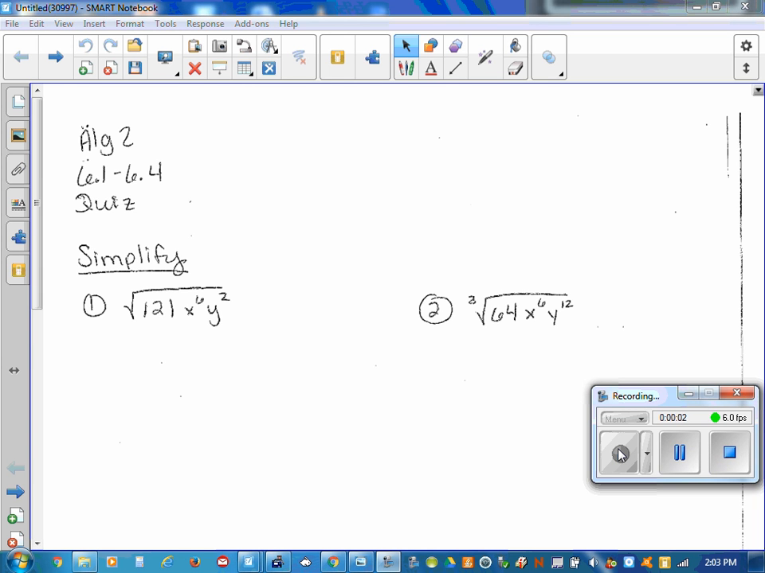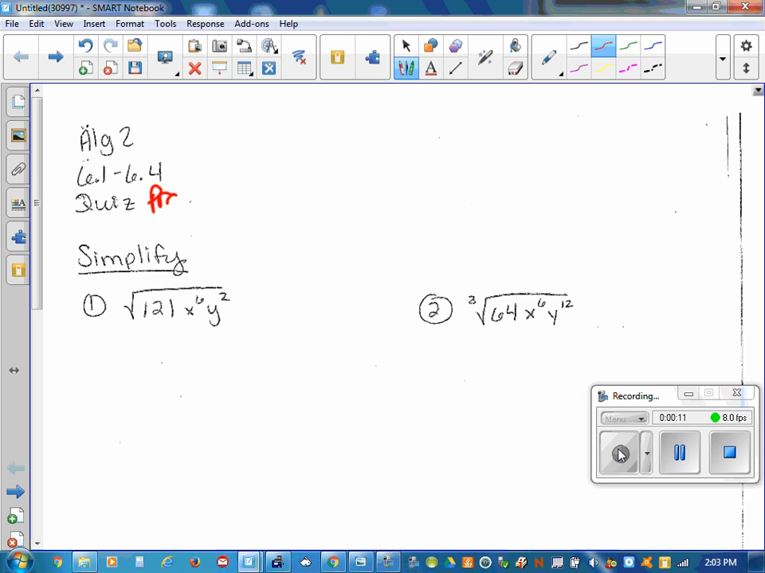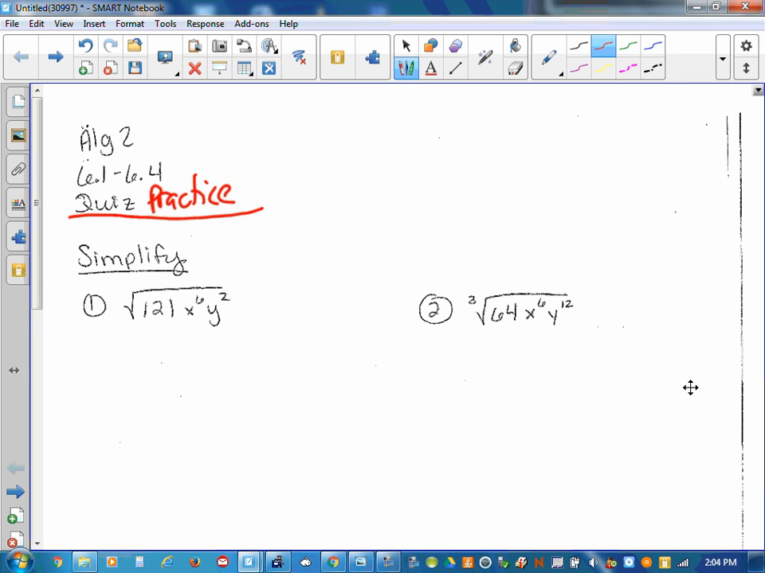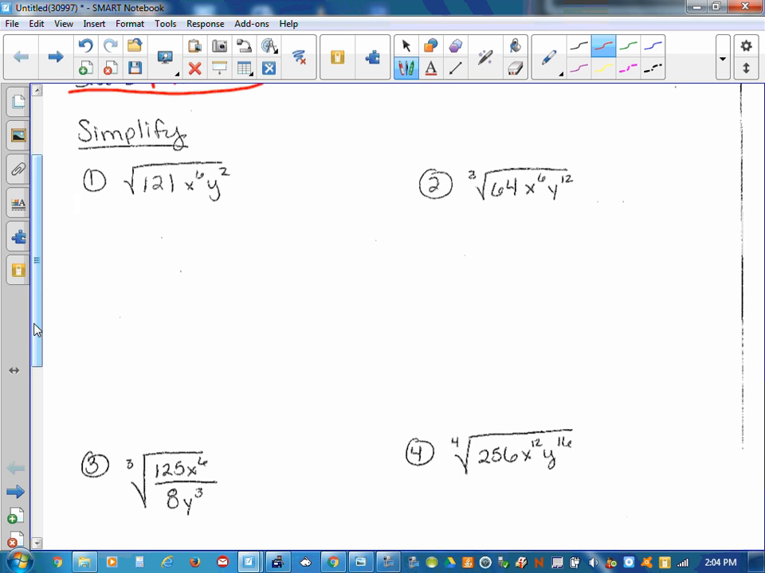Hello, welcome to the practice quiz covering section 6.1 through 6.4. This is a practice quiz, so I'll put practice right there so we can make sure that we know this isn't the real quiz. It's just for practice. All right, so the first four problems, everything works out perfectly. You can take the square root, the cube root, or the fourth root of anything in this situation.